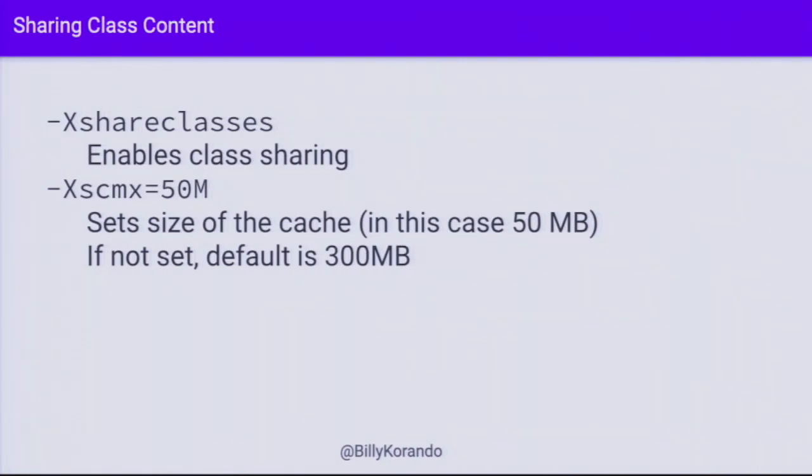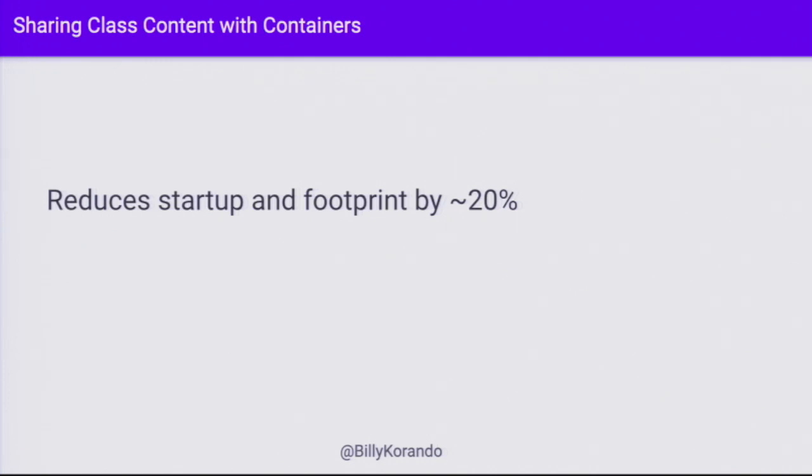To enable this behavior, you can just use share classes to enable class sharing. There are also a lot of modifications you can do around class sharing. By default, the size of the cache is 300 megabytes, but maybe you want something smaller. For example here, I'm setting the max size to 50 megabytes. 300 megabytes would definitely be more than you should generally need, except maybe for the largest of applications. But by sharing class content, you can reduce startup and footprint by roughly 20% or so. That's the number I hear from the experts.